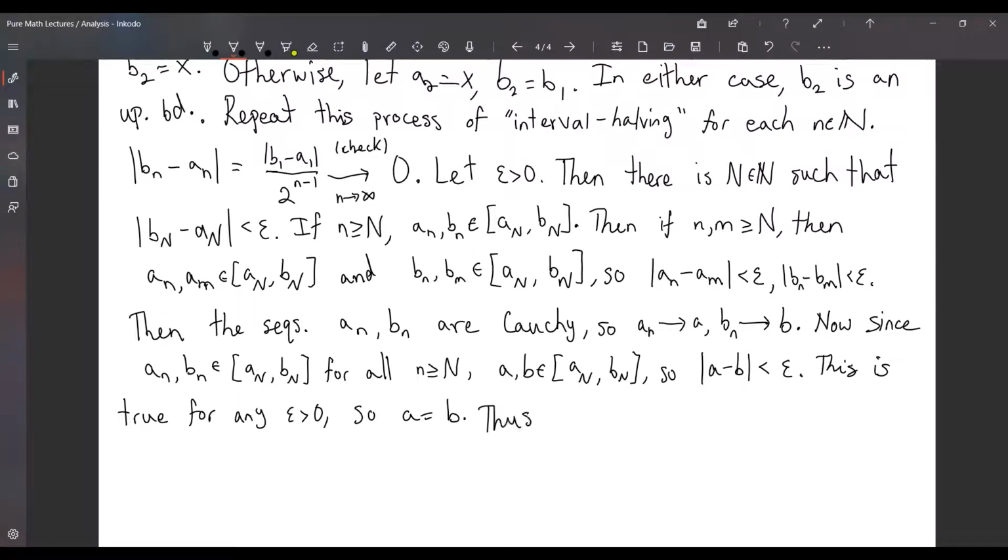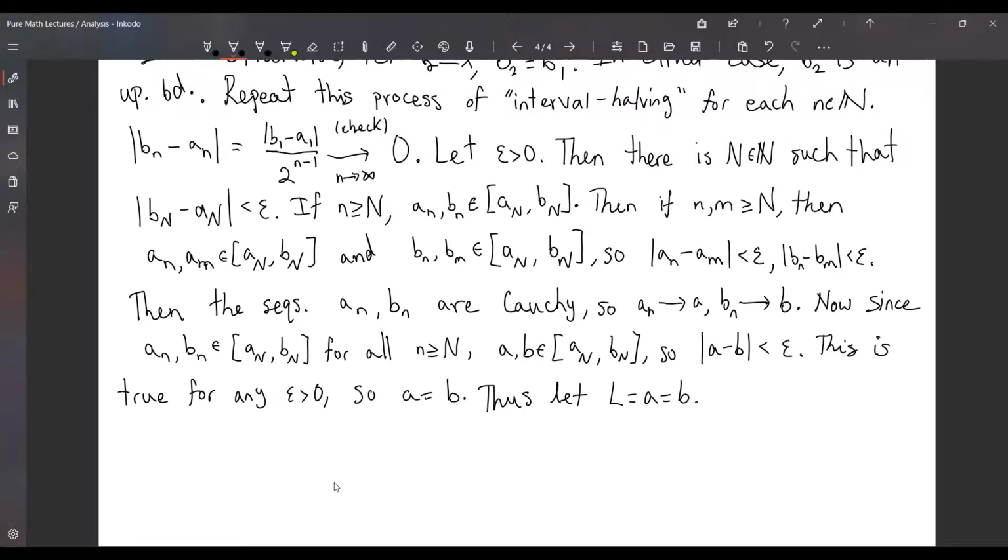Thus let L equal a, which is also equal to b, right? We want to show L is the least upper bound for S. So we continue on to the next page, which coincidentally was the next page in my little notes.